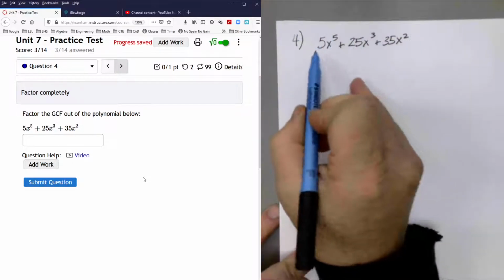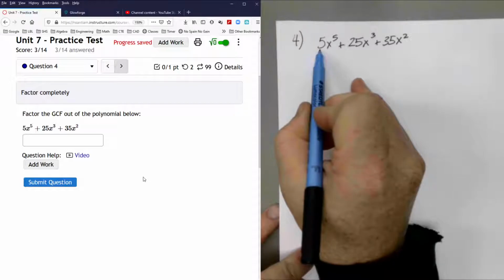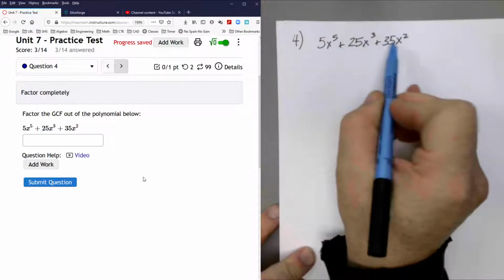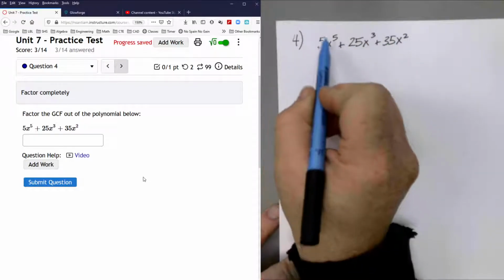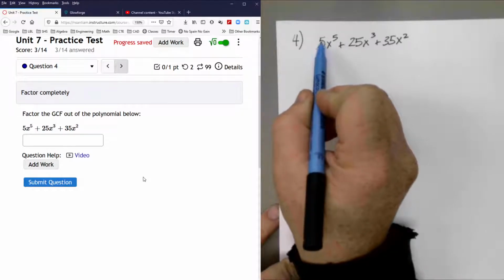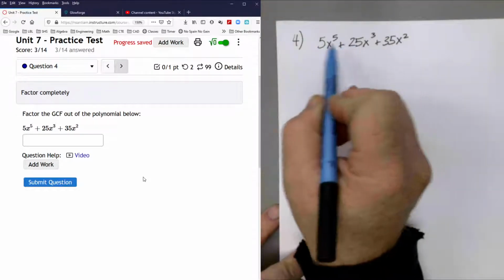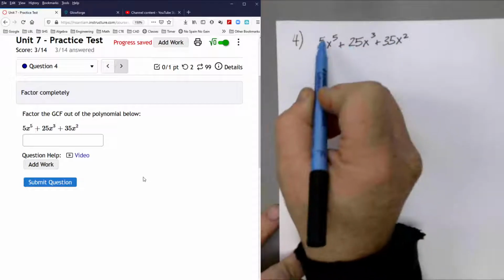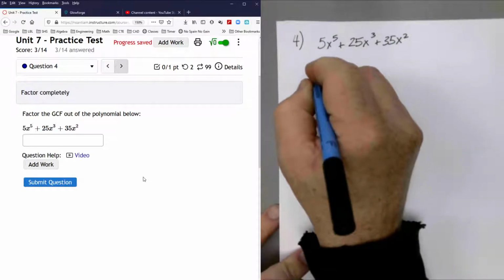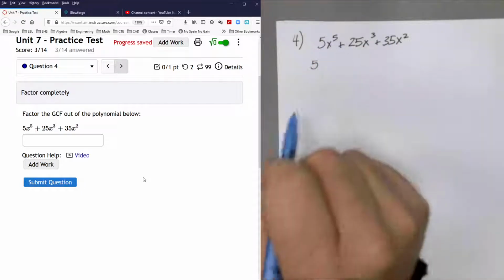Now when I'm looking at the greatest common factor, the way that I approach these problems is I first look at the coefficients. I have 5, 25, and 35. Look for the smallest number. The smallest number is 5. Then just check, does 5 go into 25? Yes. Does 5 go into 35? Yes. 5 is my greatest common factor for the numbers.